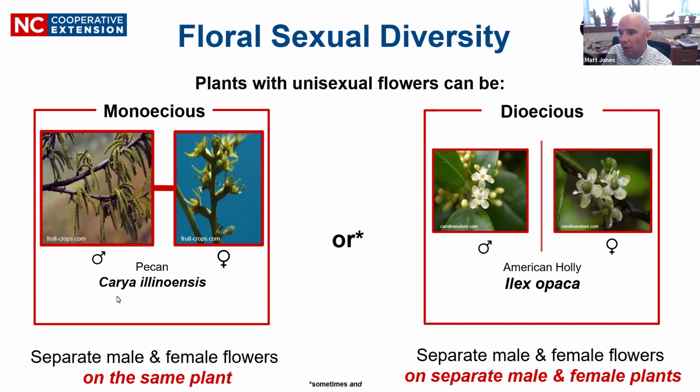So many, say, oaks and hickories. This is a type of hickory called the pecan. And here are the male inflorescences at the tip, and a little bit below them are the separate female flowers. And hollies and wax myrtles are good examples of dioecious plants.